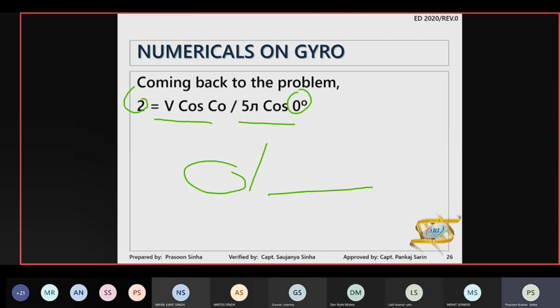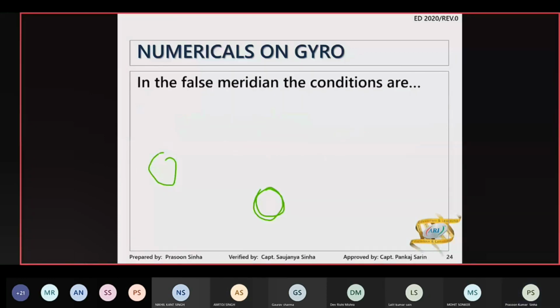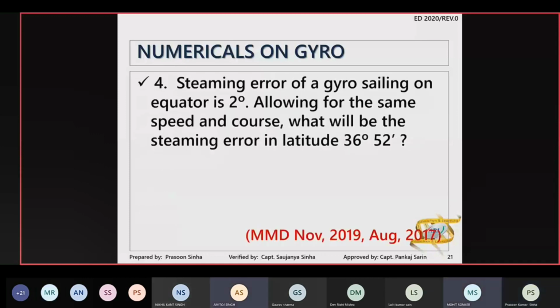Okay, talking about that, just one second. Where did it go? Are you seeing this? What is written at the bottom in red? No sir, not visible, it is blank. Hasn't slide 21 come? Slide 22 just came, sir. Slide 21. What are you seeing at the bottom right hand? MMD November 2019, August 2017. Yes, this question has been asked in these examinations.